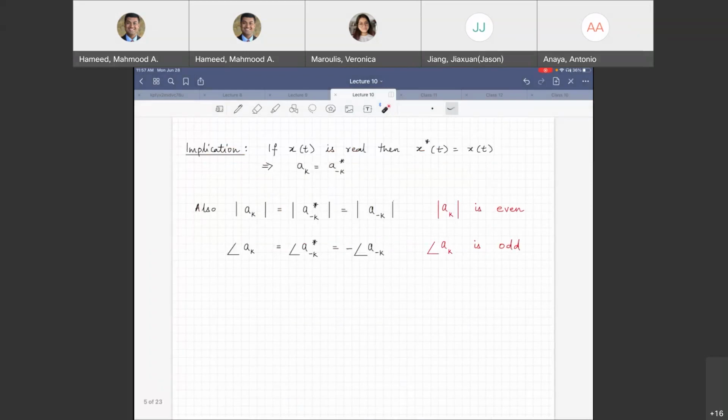Right here. The phase of a sub k should be the same as the phase here. What is the phase of a sub minus k complex conjugate? A plus jB, when you conjugate it, becomes A minus jB. The phase gets reversed, so you have minus the phase of a sub minus k. Phase has odd symmetry, magnitude has even symmetry for all real signals. Questions about this?